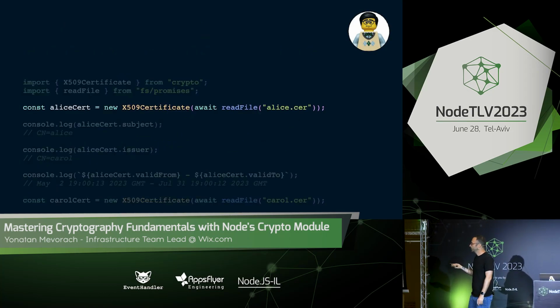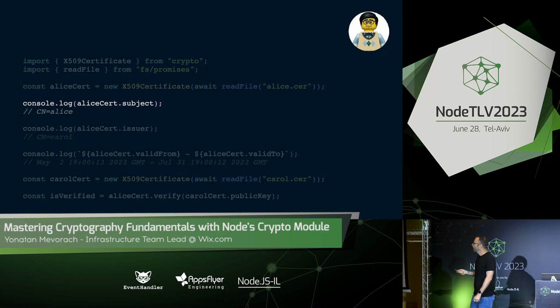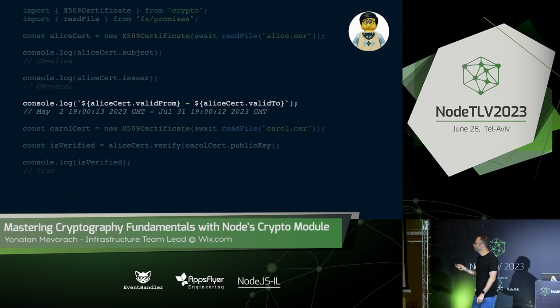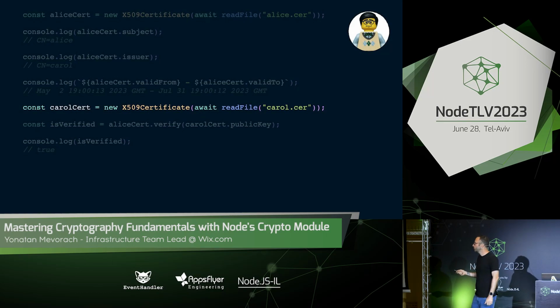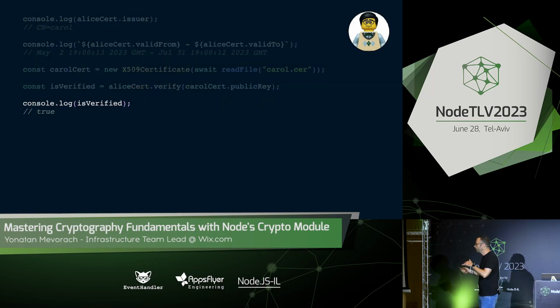Bob reads Alice's certificate into memory, creating an X509 certificate. That's the name of the standard. We can read the metadata on the certificate. This is the subject, Alice, and the issuer, Carol. We can check the range until when the certificate is valid. And then to crucially actually perform the verification, he can read Carol's certificate into memory, which has Carol's public key, and perform the verification. And this will return true if all the math checks out.